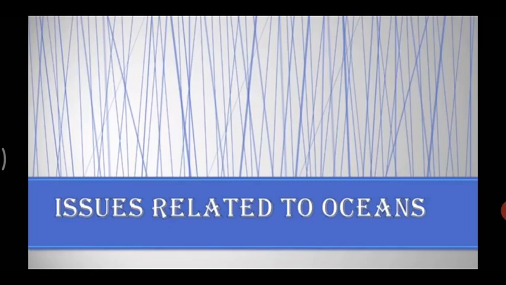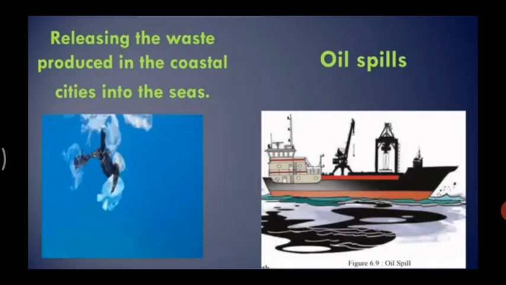Pollution of oceanic water is a major and serious issue that has developed in recent times. Now let us look at some of the issues connected to this. Okay? First one is releasing the waste products in the coastal cities, that is into the seas. Dumping sewage in the ocean has always been considered the cheapest and the easiest way of disposing of waste. What most of the people do, they dump all the sewage waste into the sea.